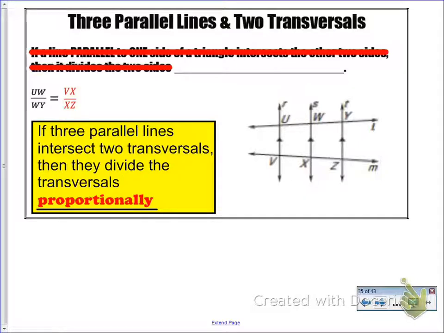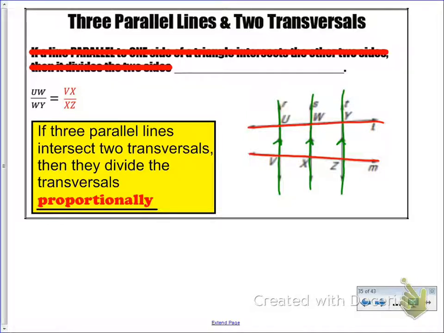So the theorem should be what's outlined in yellow here, and that says if three parallel lines intersect two transversals, so your three parallel lines in this case are going to be UV, WX, and YZ. Those are my three parallel lines. You can see they're all marked as parallel. Intersect my two transversals. In this case, my transversals would be line L and line M.